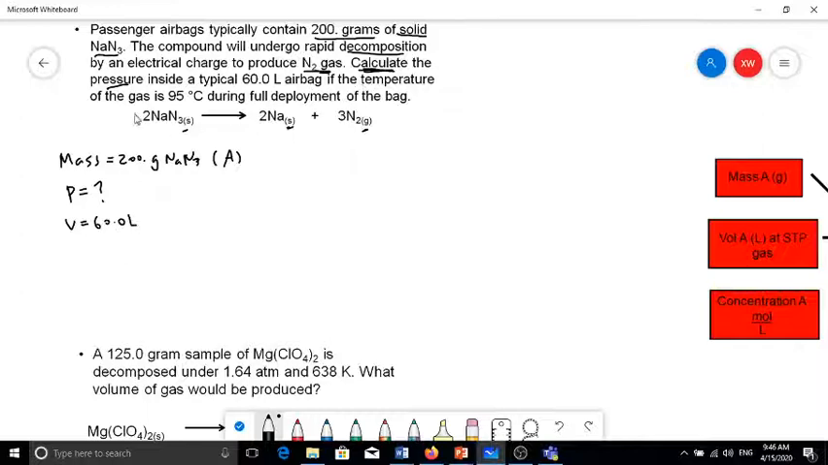If the temperature of the gas is 95 Celsius degrees, you can almost immediately convert this into Kelvin before you even forget it, during the full deployment of the bag.